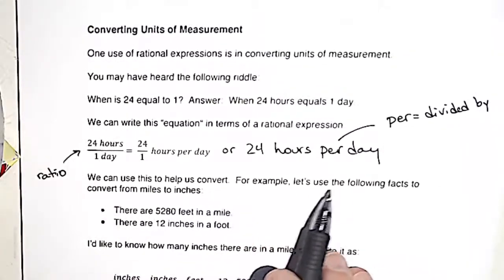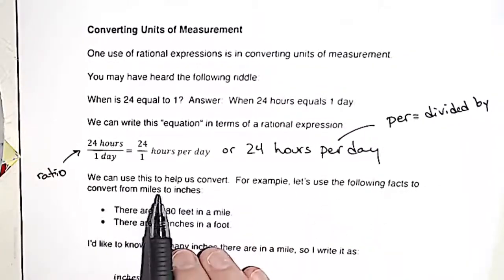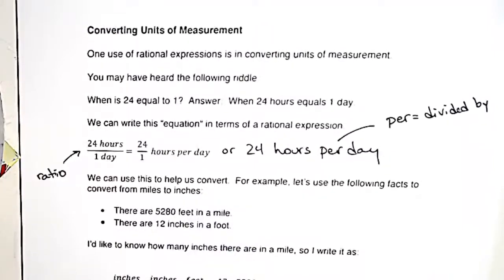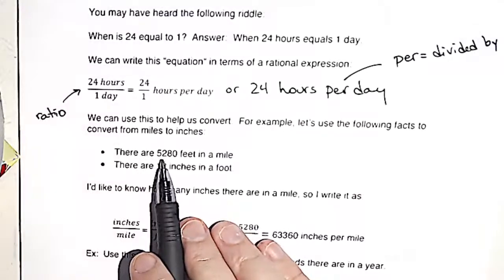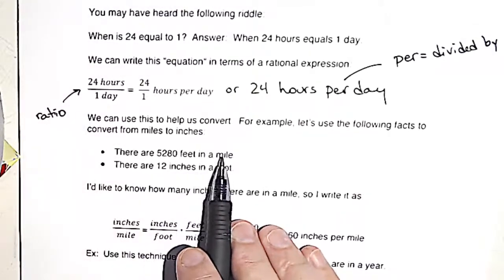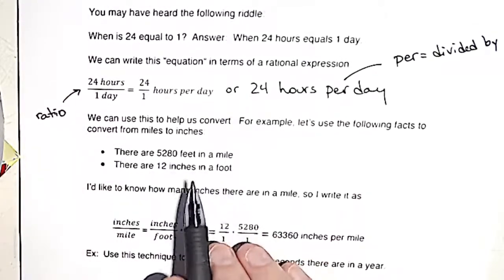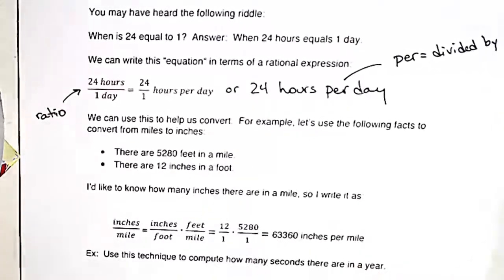For example, let's use the following facts to convert from miles to inches. So I went and looked these things up. There are 5,280 feet in a mile. There are 12 inches in a foot. You probably knew the second one. Even you might have known the first one.